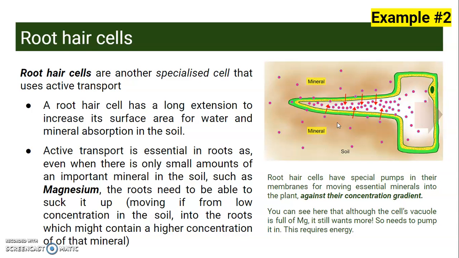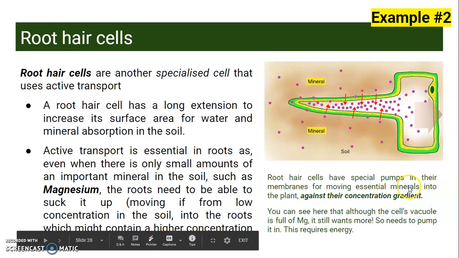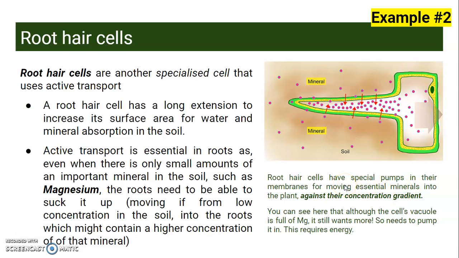So the plant is going to need to use active transport to make sure that it keeps pulling minerals into the root hair cells even when they get to a really high concentration, because it needs a lot of these ions and minerals and things like that to send to the rest of the plant. So they have special pumps in their membranes for moving essential minerals into the plant against the concentration gradient.